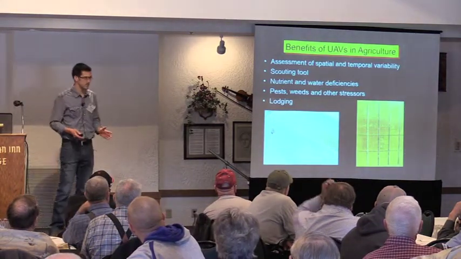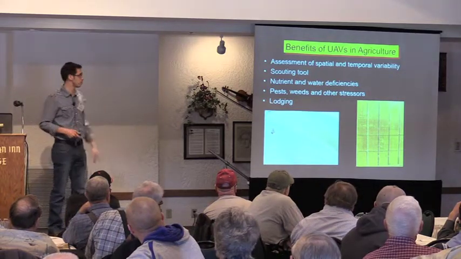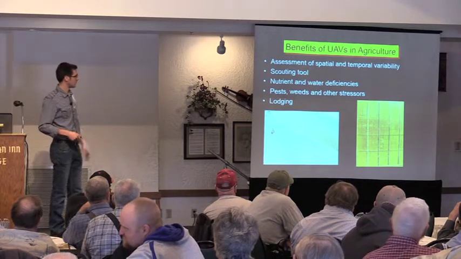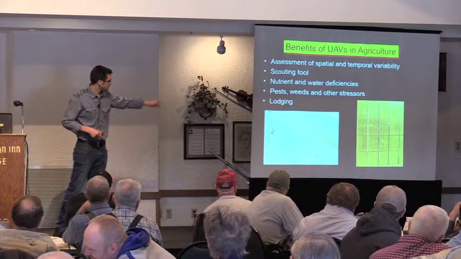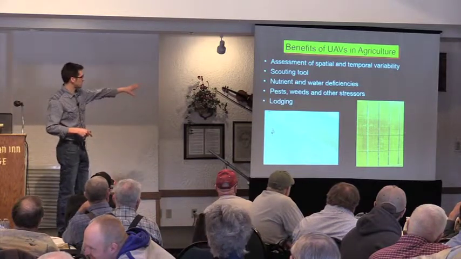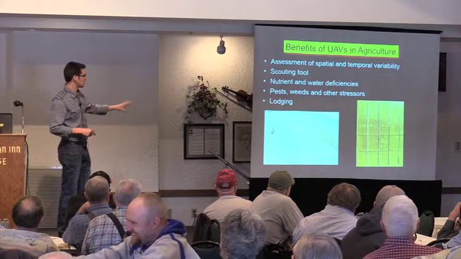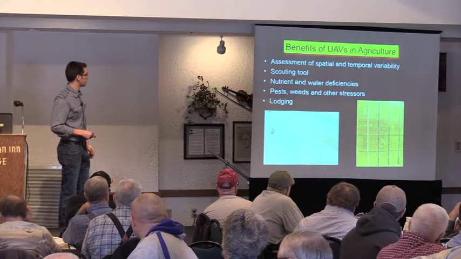UAVs have to be seen as a scouting tool. They will allow us to assess the spatial variability, the one that we cannot see when we are within the field. If we look at the pictures, this field in the bottom left is a corn maize field, but you can already see the difference in the crop development.